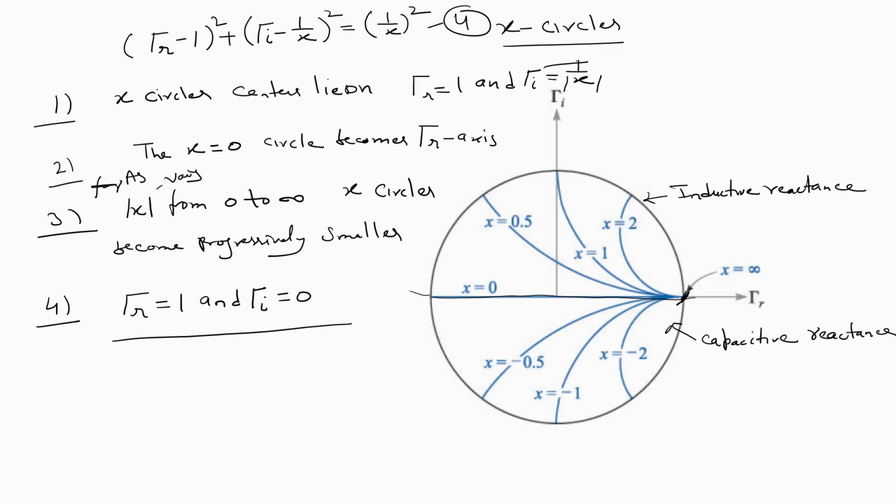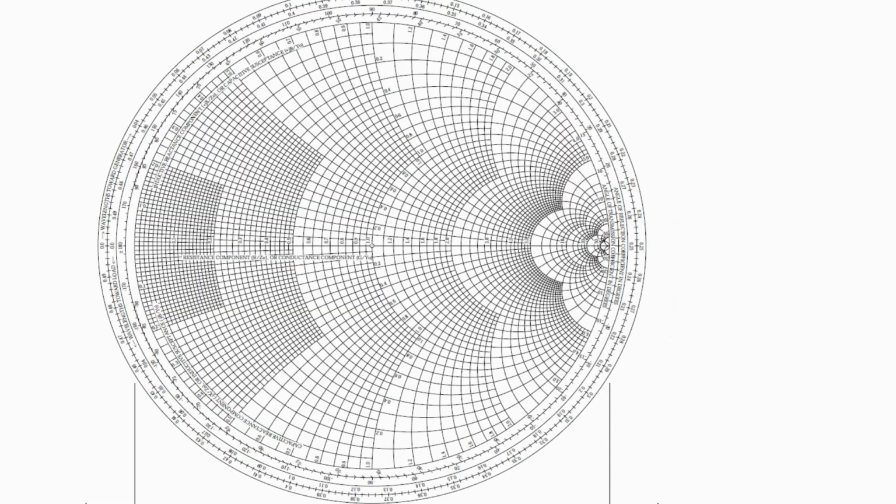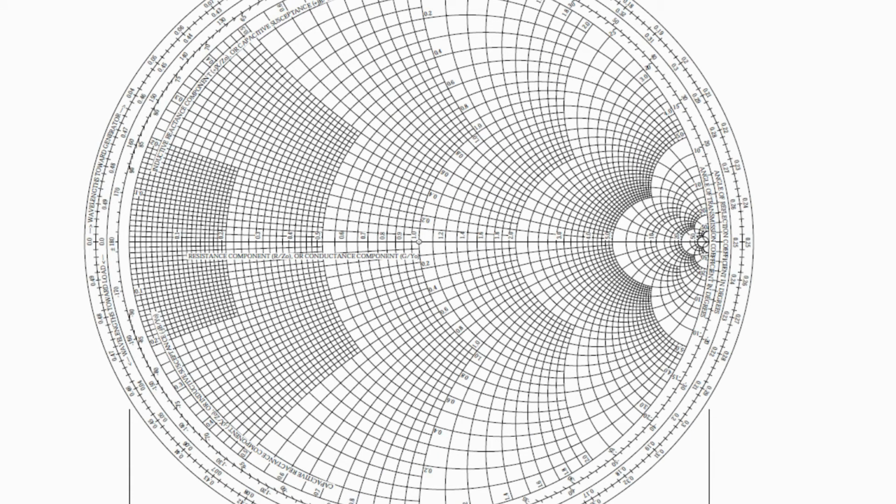Now the Smith chart is the combination of R circles and X circles. We have R circles in the Smith chart as well as X circles. So this is a Smith chart. You can see here there are lots of R circles and X circles, and this is the zoomed version of this.